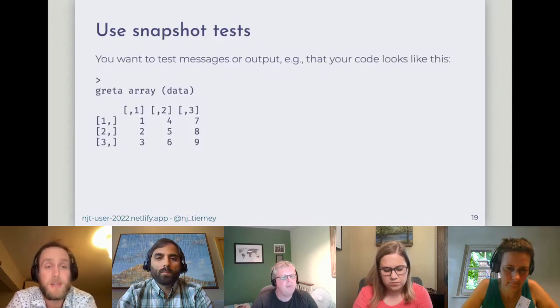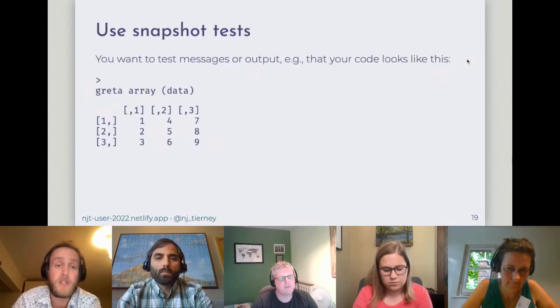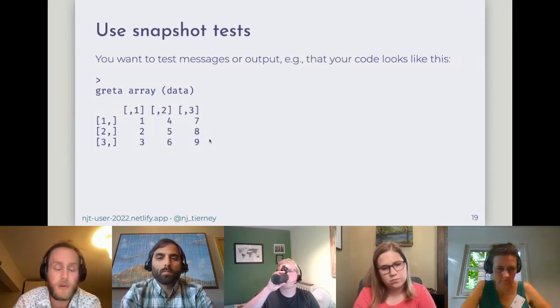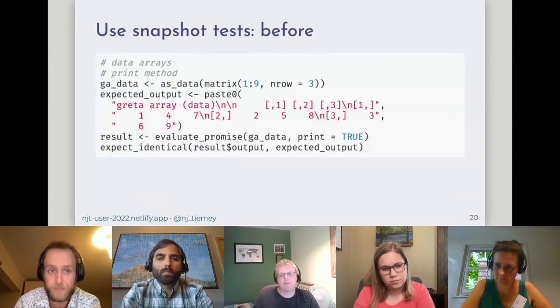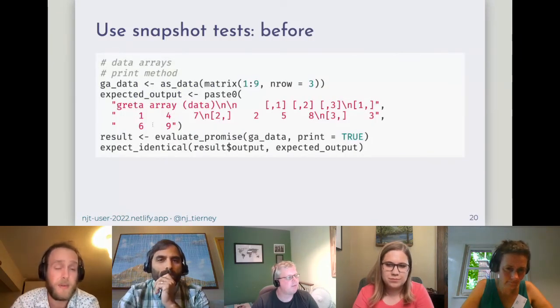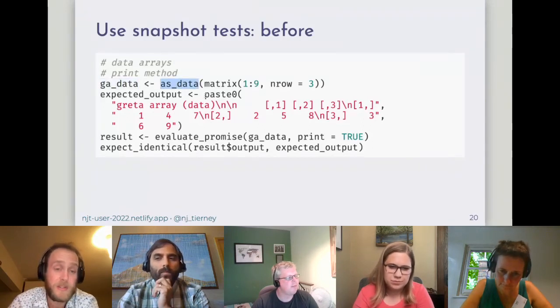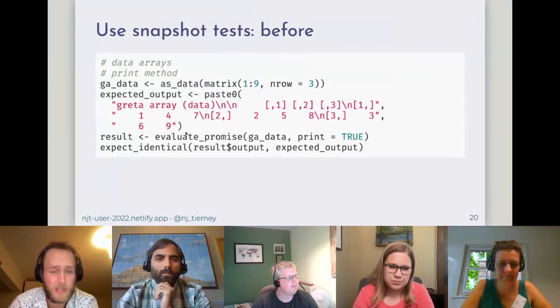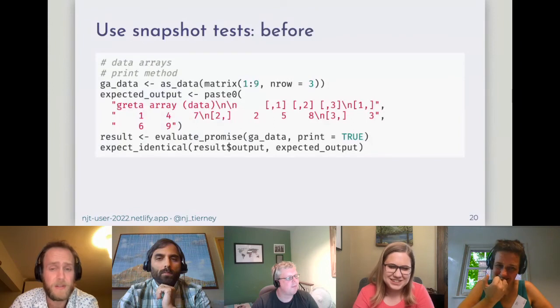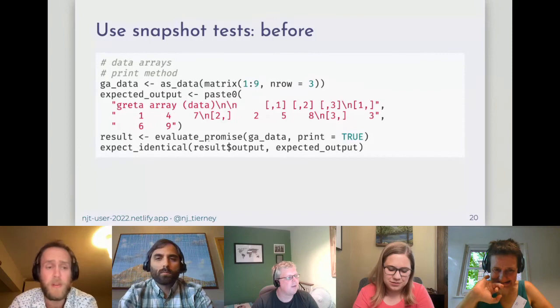The other thing I would say is using snapshot tests. When you test your code, you want to make sure the output is consistent. So you want to make sure your code looks like this when you print out a Greta array. If you want to test that it looks the same, you create this object as a matrix, and then you have this output where you paste what this looks like, and it looks all garbled and doesn't look anything like this, because you have to write it more how the computer sees it, and you have to write some code to make sure you evaluate it correctly, and there's all this extra overhead.